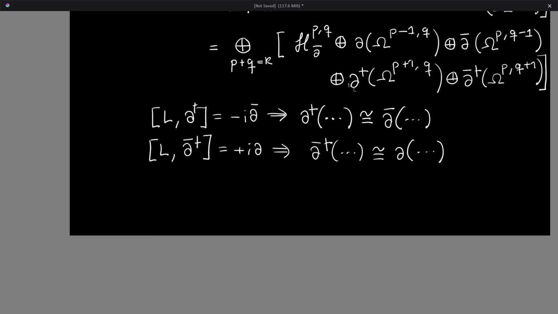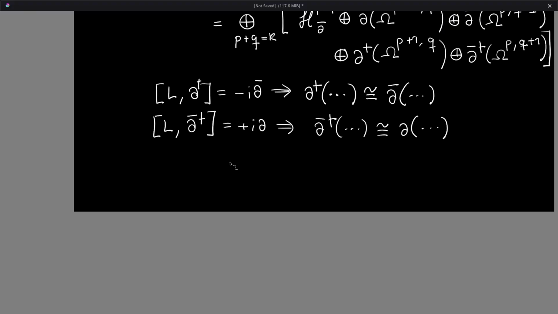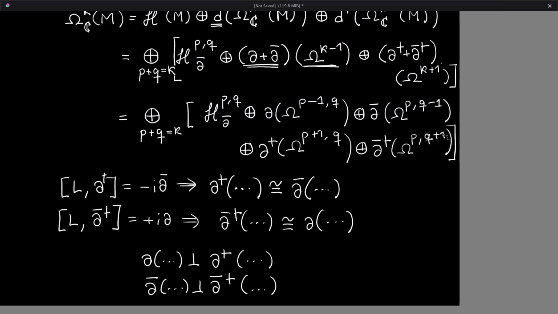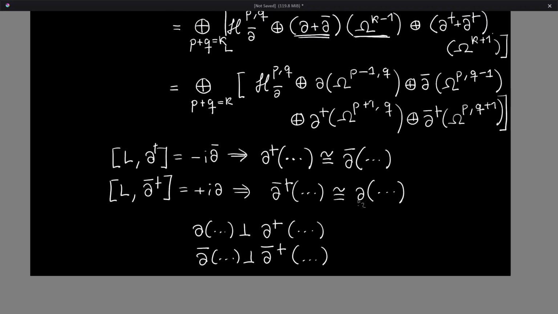So in this orthogonal decomposition, we don't need all of these spaces. The other two pairs are actually orthogonal to each other. What this means is that partial should be orthogonal to partial dagger, and partial bar should be orthogonal to partial bar dagger. So the other two are fine in the orthogonal decomposition, but there's some redundancy. We can remove two of these spaces without affecting the overall decomposition. So on the Kähler manifold, we can write it in a much simpler form.